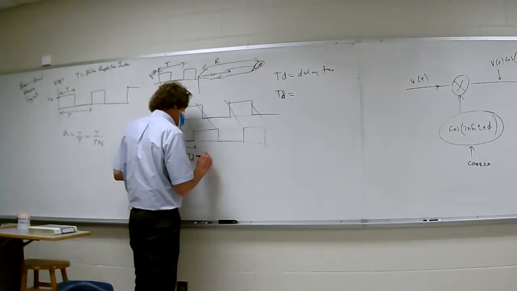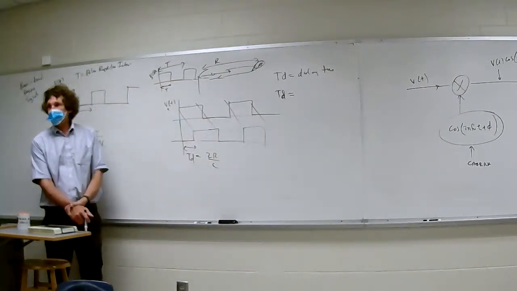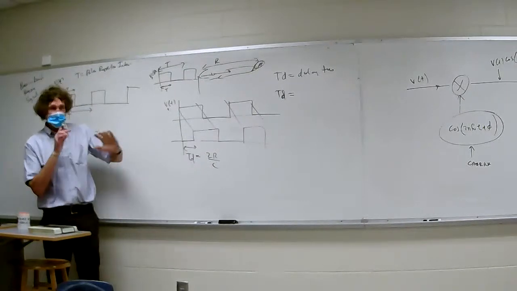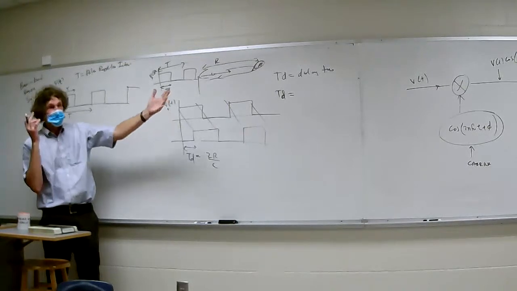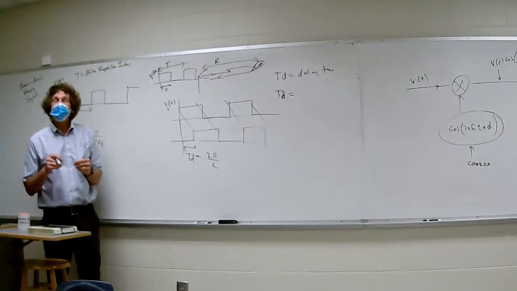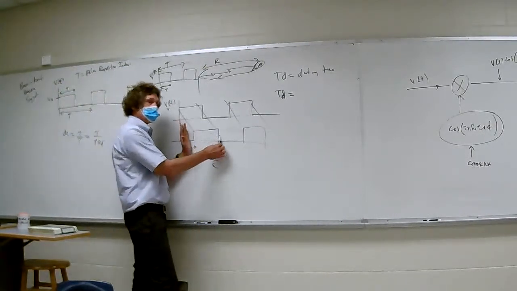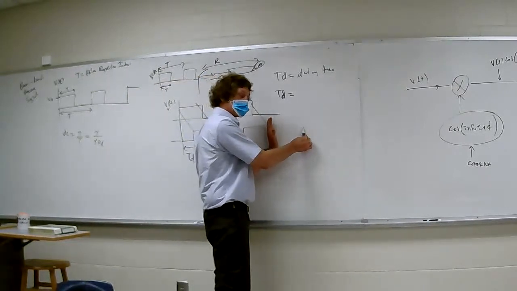So if we take 2r divided by c, that's the time delay. You all see that? Should make perfect sense. You send a pulse, you listen, bang, it comes back, the leading edge. I can figure out how far away that echo came from. But as you're looking at this, there should be something that bugs you. What happens if the delay puts it out here?